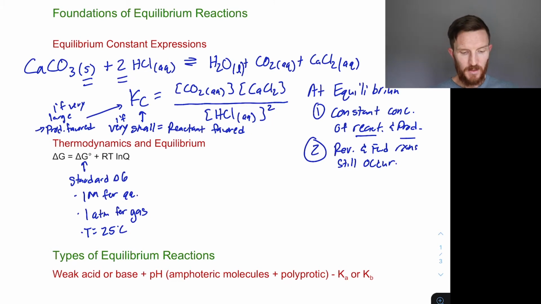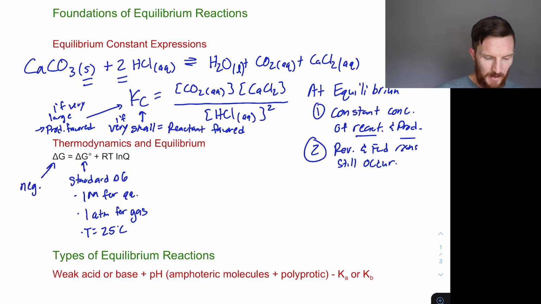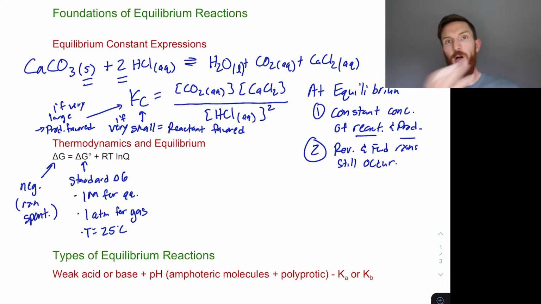Okay, so if we look at our delta G, we remind ourselves, if this is negative, that means that our reaction is spontaneous, right? If it's positive, well, that would tell us the reverse reaction is spontaneous, or the reverse reaction is going to want to happen. Now, how does that connect back to equilibrium? Well, that has everything to do with our reaction quotient, okay?